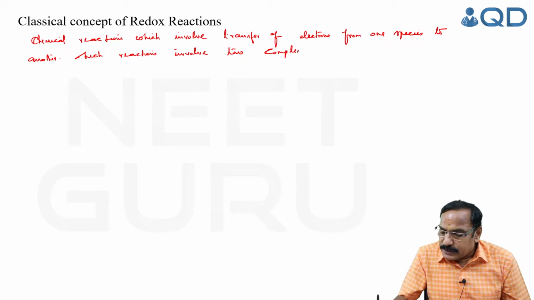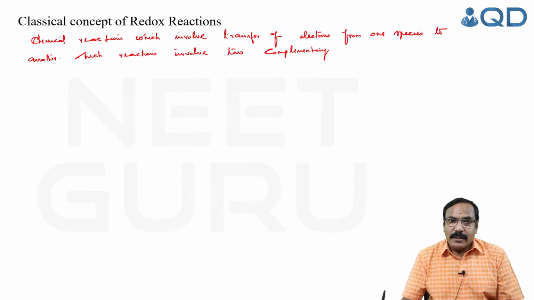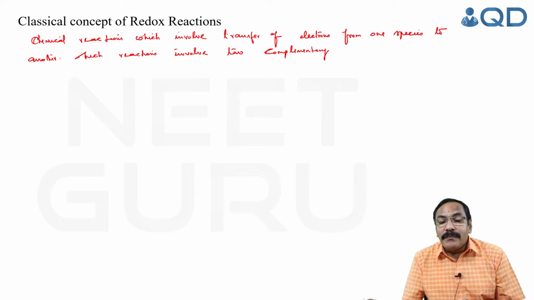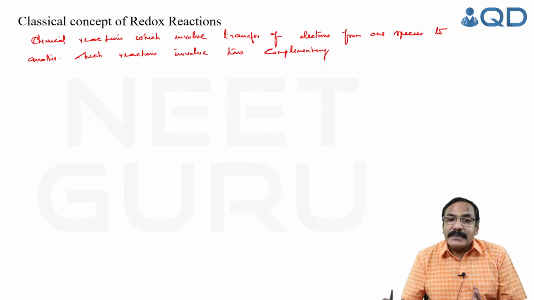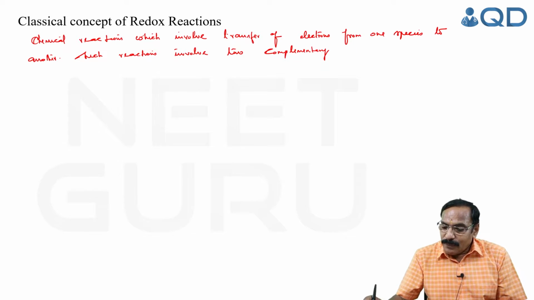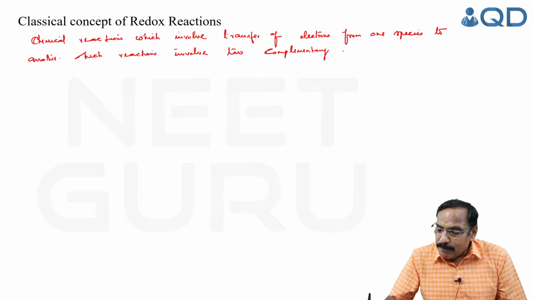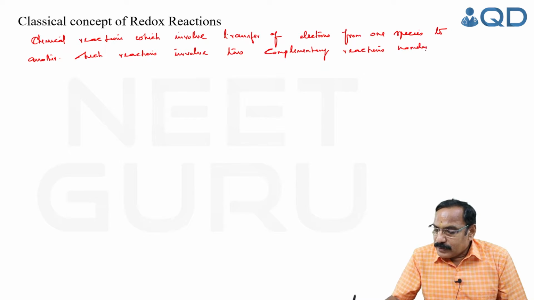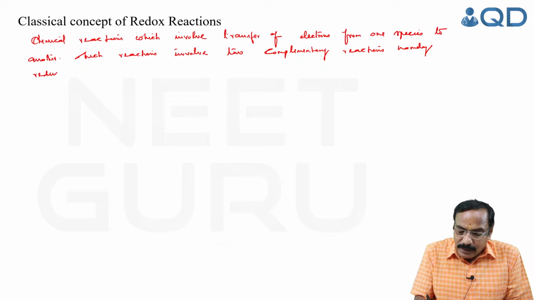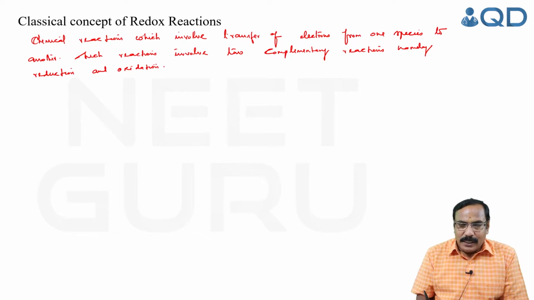complementary reactions. That means both are complementary to each other, like the two sides of a coin, head and tail. Without head, a coin has no meaning if it has only tail. So both make a coin meaningful. The two complementary reactions are namely reduction and oxidation. So, redox reactions involve reduction and oxidation.